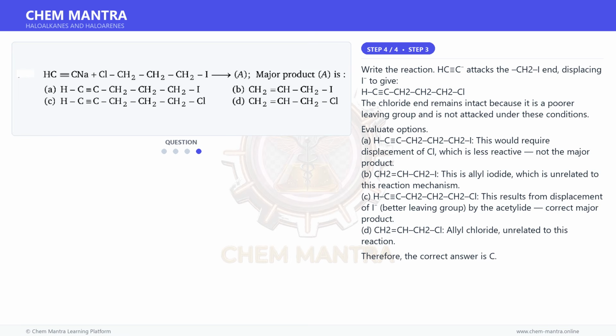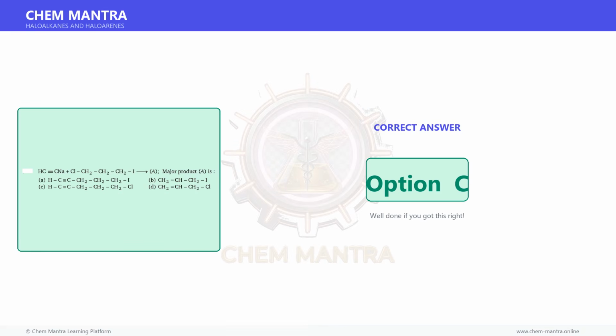C. HC≡C-CH2-CH2-CH2-Cl. This results from displacement of I, the better leaving group, by the acetylide, the correct major product. D. CH2=CH-CH2-Cl, allyl chloride, unrelated to this reaction. Therefore, the correct answer is option C.